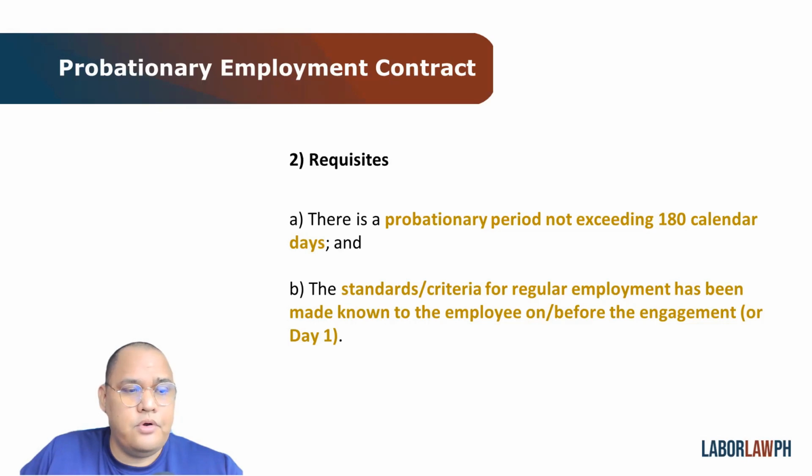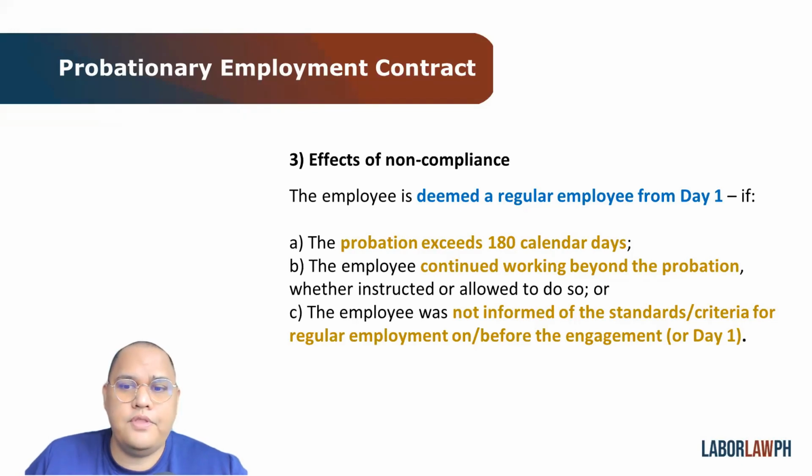Remember, we discussed before under management prerogative, when the employer comes out with its own company policies, the employer itself is bound to comply with its own rules and regulations. And it can actually backfire if the company does not follow its own policies. So do remember that. So what are the effects of non-compliance or non-observance with the requirements for a valid probationary employment contract? If there is a violation, the employee is deemed a regular employee from day one.